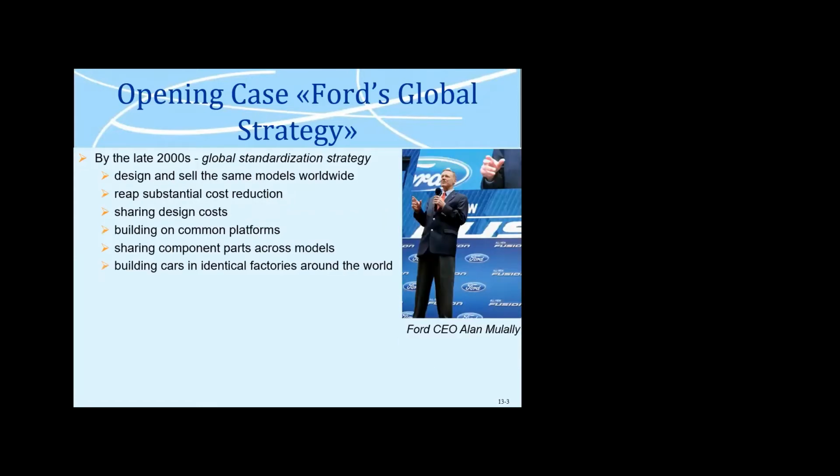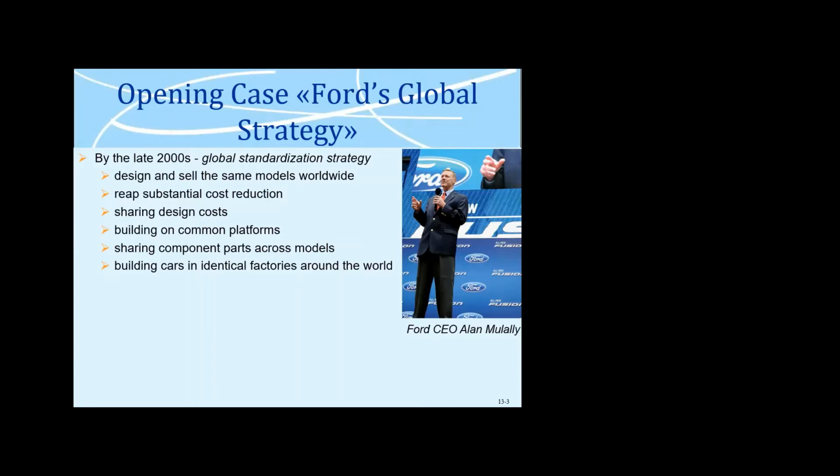During the financial crisis around 2008, 2009, Mulally decided that Ford had to change its long-standing practices in order to get its costs under control. Moreover, he felt that there was no way that Ford would be able to compete effectively in the large developing market of China. So he decided to implement the so-called One Ford strategy.